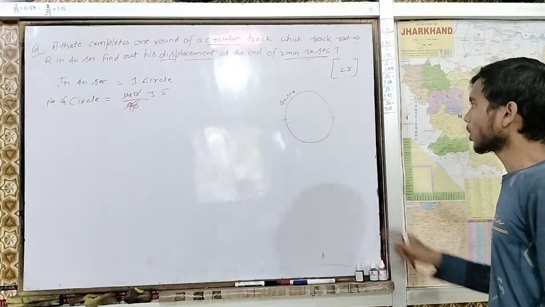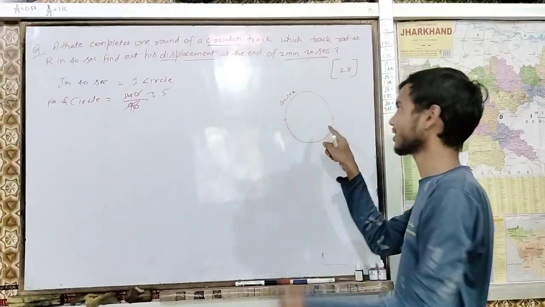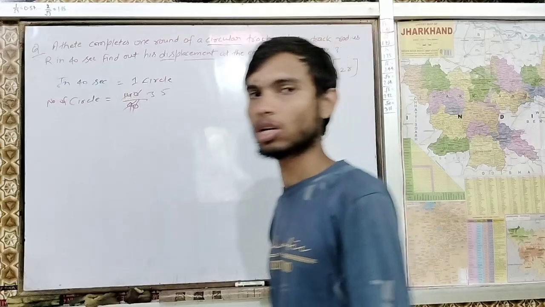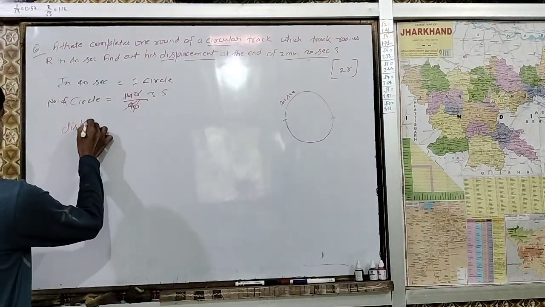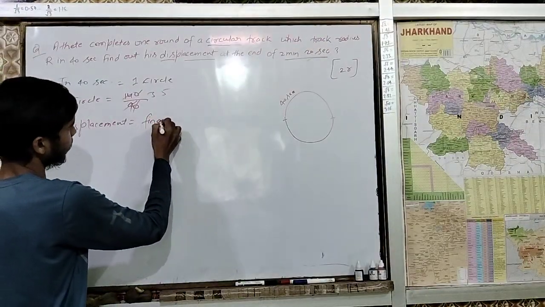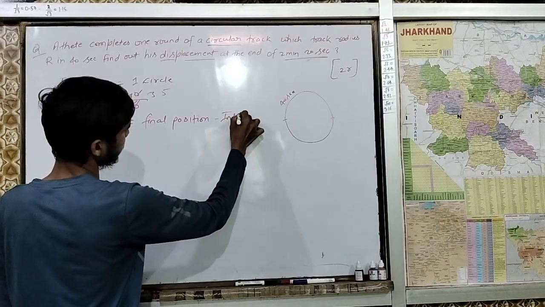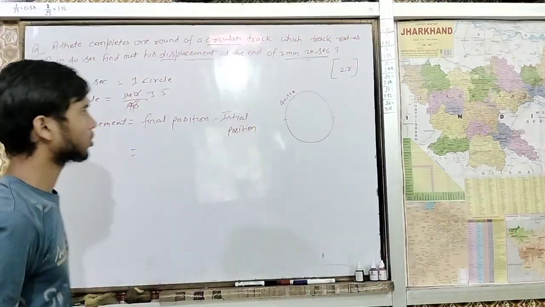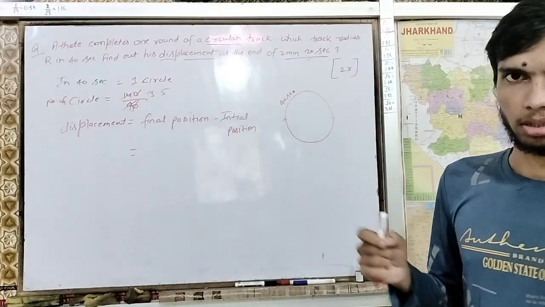Now the question is asking what the displacement between these two points is. This is the final position, and this is the initial. As I told you, displacement is equal to final position minus initial position. So displacement would be nothing but final position minus the initial position. So here, just think.